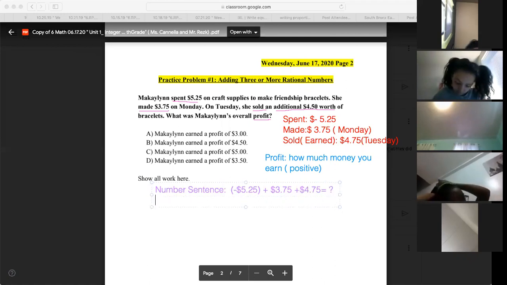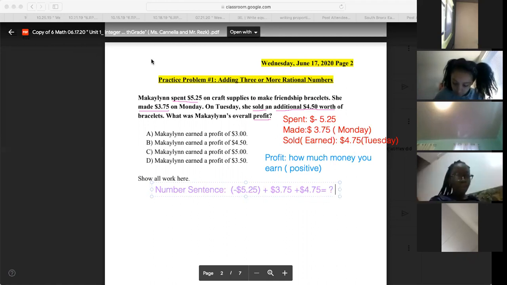Now, in case you're unsure how she got there, she actually used what we did in red. Spent was negative, she said. When you made money, it was positive. And when you sold or earned the money, it's actually positive money. So now we take those three integers and we complete an equation to figure out what the total profit that Michaela is going to earn. How much money did she earn overall?